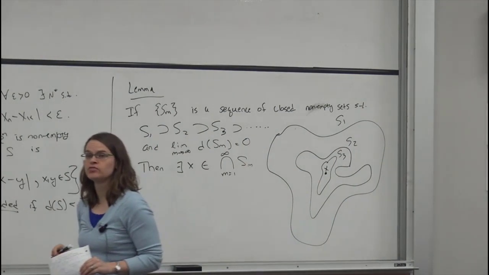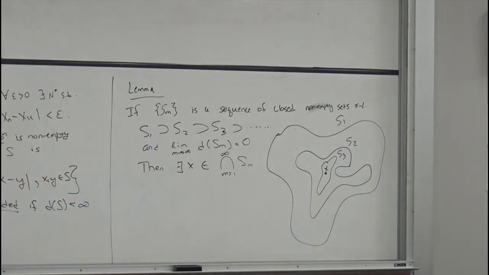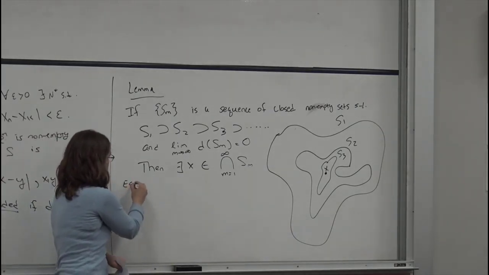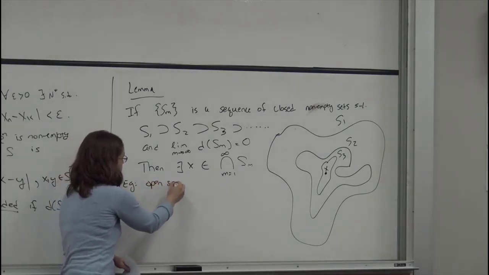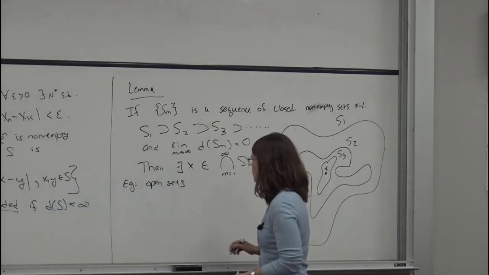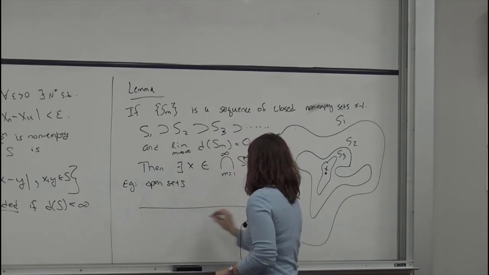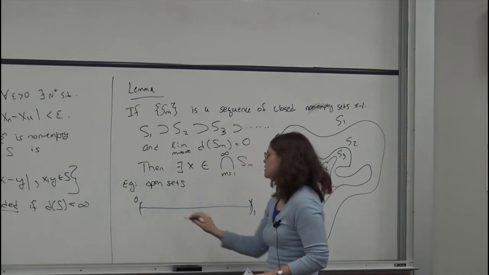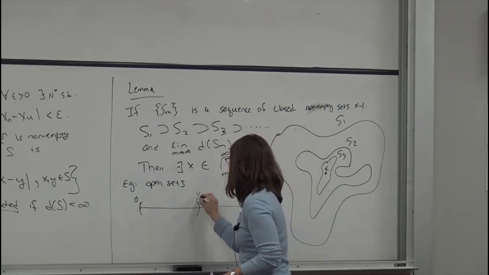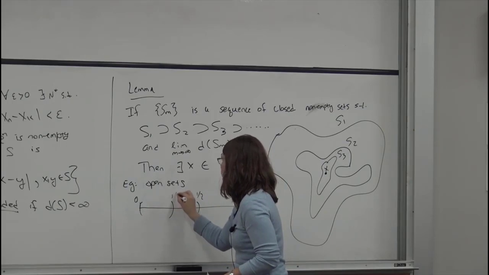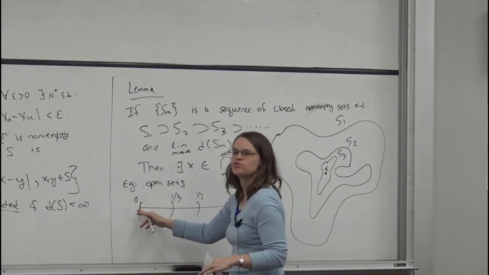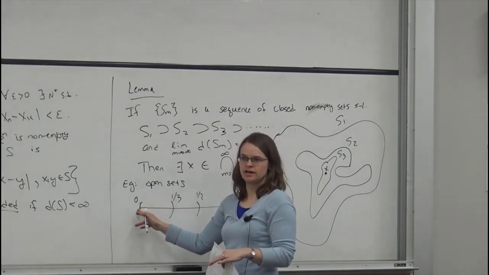Which, by the way, this wouldn't happen with open sets. If you tried to do this with open sets, you're not going to be guaranteed that you actually have a point that lives in all of these sets. So if I tried to do this with open sets, here's my number line. I might have 0 to 1 as my first set, 0 to 1/2 as my second set, 0 to 1/3 as my next set. And these sets are contained within each other, and they're shrinking down. They're shrinking down to this point 0. But the point 0 is not contained in any of these sets.